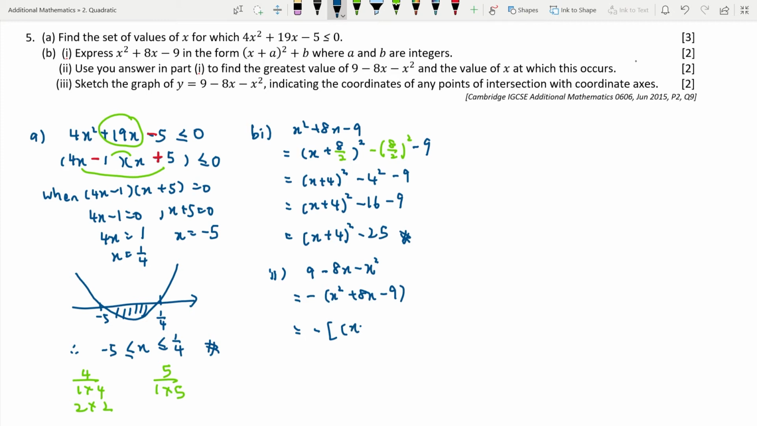Negative, x plus 4 squared minus 25. But remember, we need to expand the bracket. We get negative, x plus 4 squared, plus 25. We are asked to find the greatest value of this expression and also the value of x at which this occurs. Our a is negative 1, which is less than 0. Hence, it is a crying curve. A maximum point is obtained.